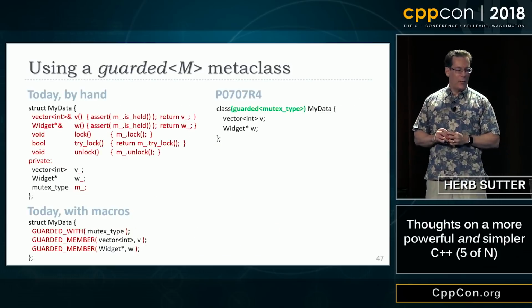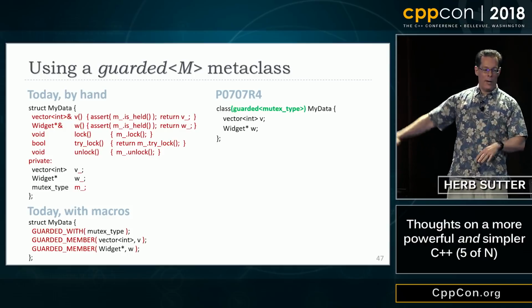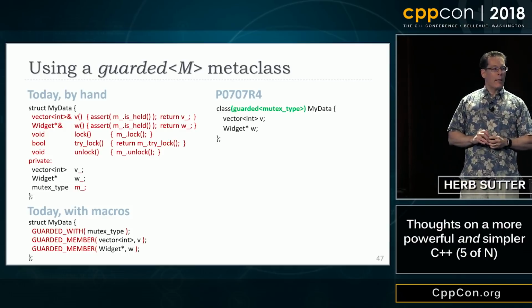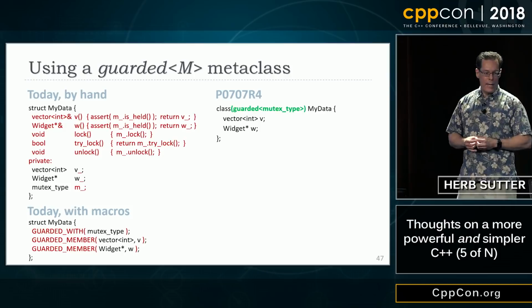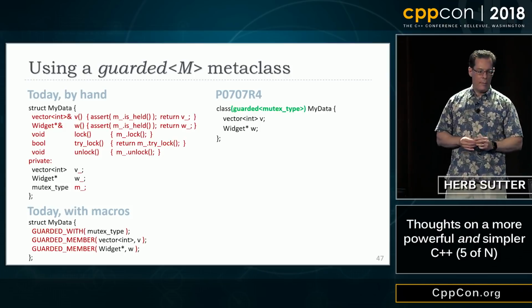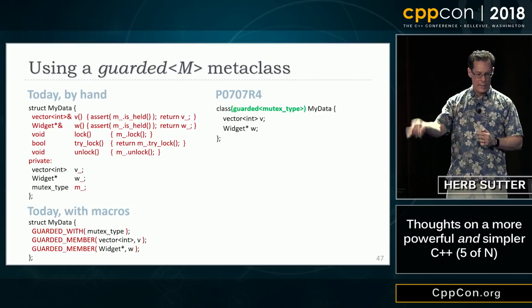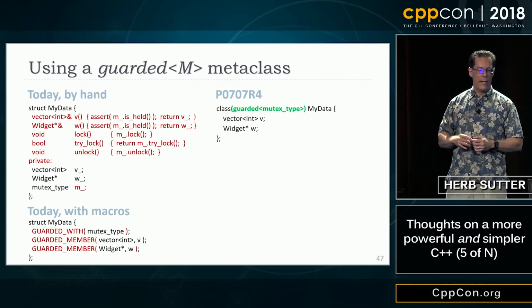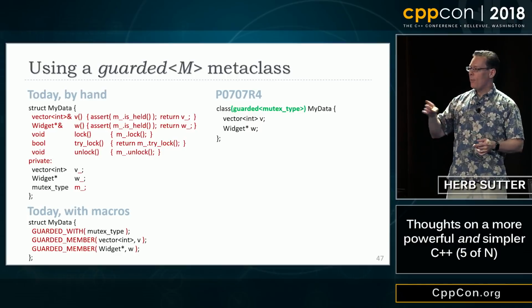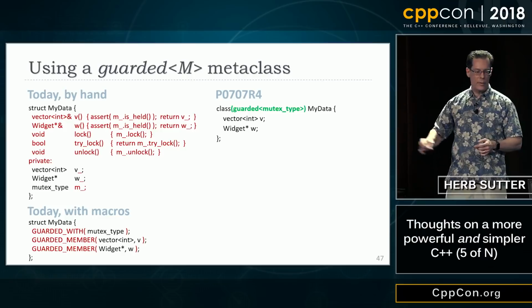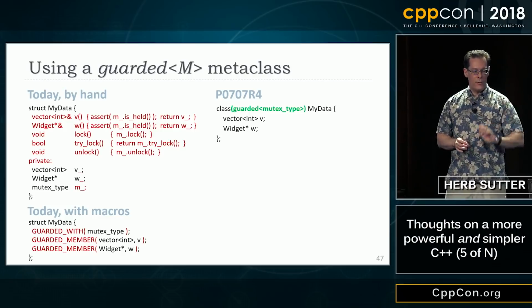So on the left-hand side is what we write either by hand or at the bottom with macros. With the metaclasses proposal, you can wrap all this up, and there's a live Godbolt example that I'm going to post in the paper when it gets updated for the next mailing. And I'll also show these examples on my blog over the coming few weeks and months. But I'll show you the code today.